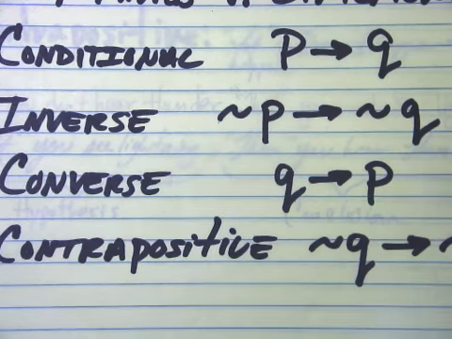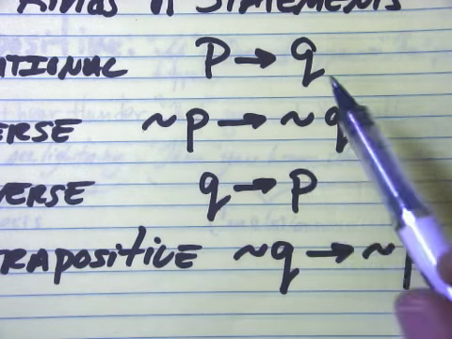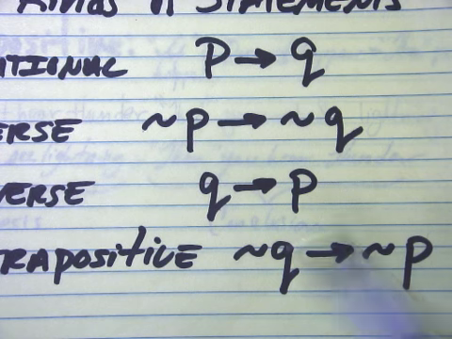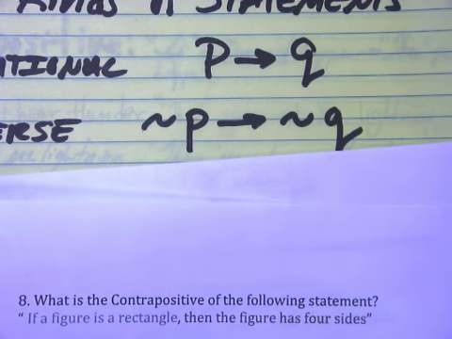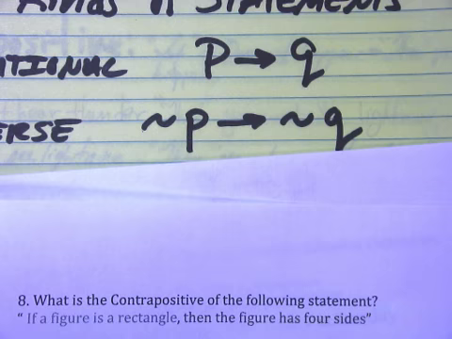Let's take a look at number 8. Number 8, they're asking for the contrapositive. Remember that the contrapositive, you're switching your P and Q, and you're negating them, and you're saying the opposite.